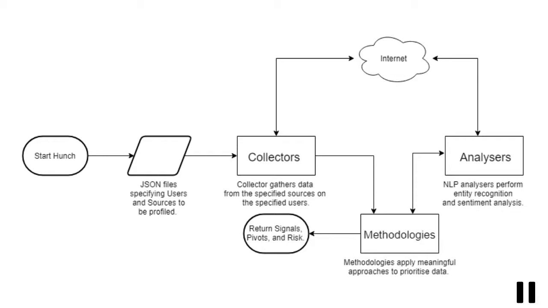And then finally, those methodologies are going to aggregate a score. They're going to say how likely this specific individual is to commit a crime, and then send that back to the user in the form of a display.